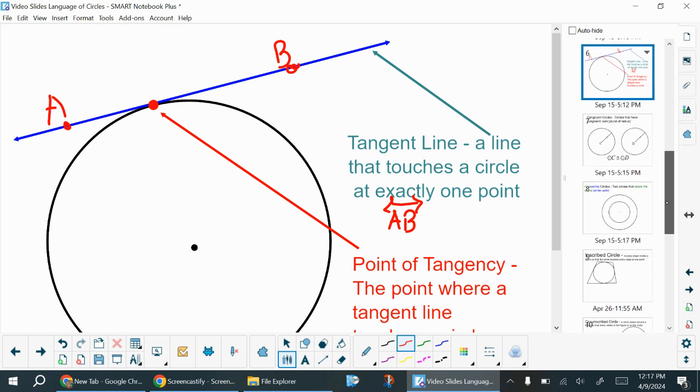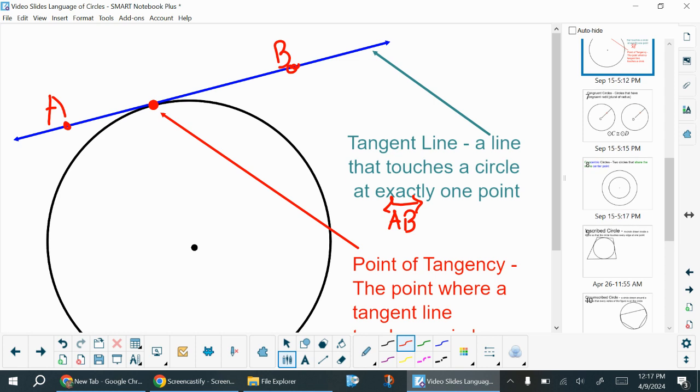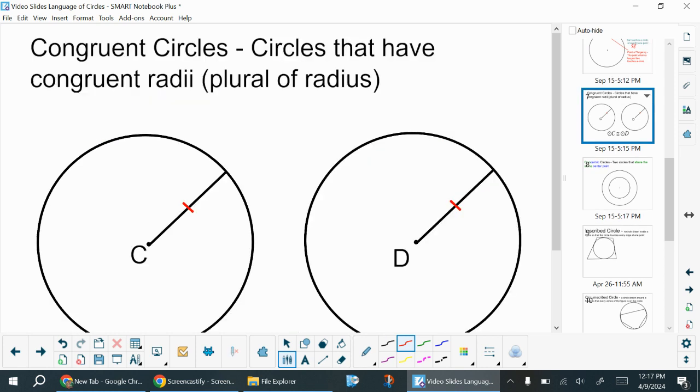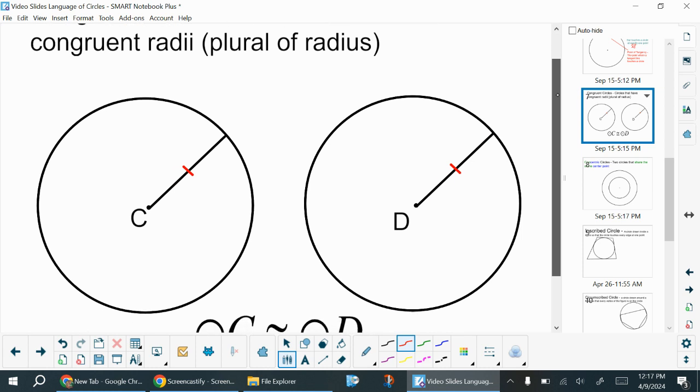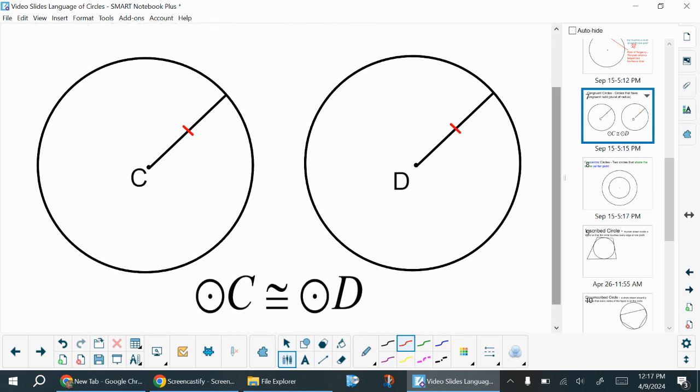Now, a couple of other things that we need to talk about here is what it means for 2 circles to be congruent. I don't think I gave you a spot for this on your notes, but congruent circles just means that they have the same size radius. So if 2 circles have the same length radius, they are congruent to each other, and we would say circle C is congruent to circle D. I think that's pretty obvious there.